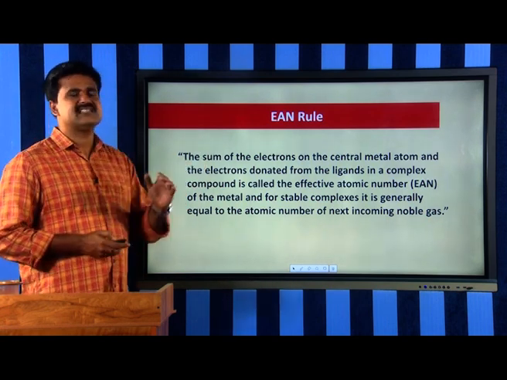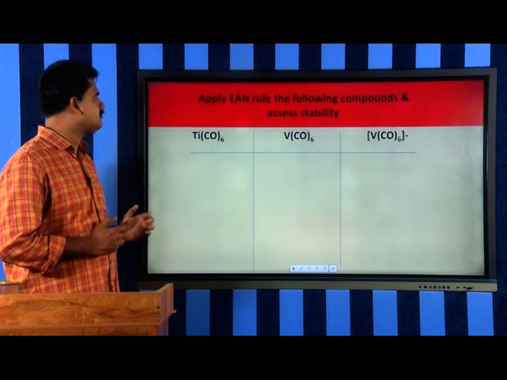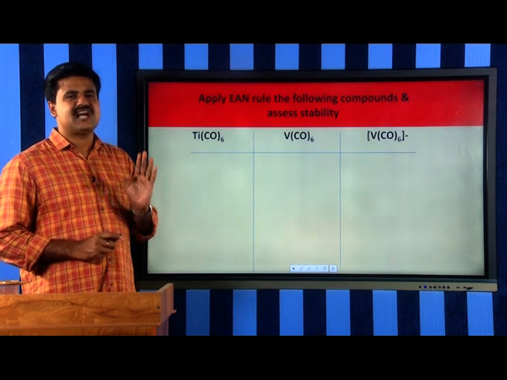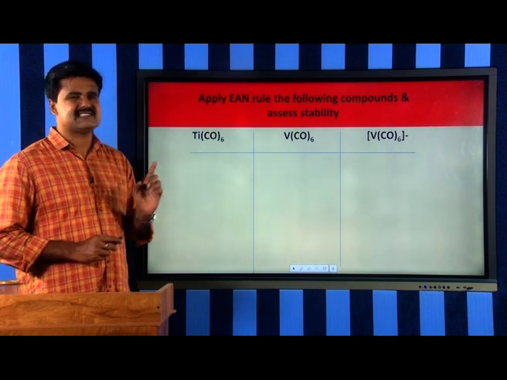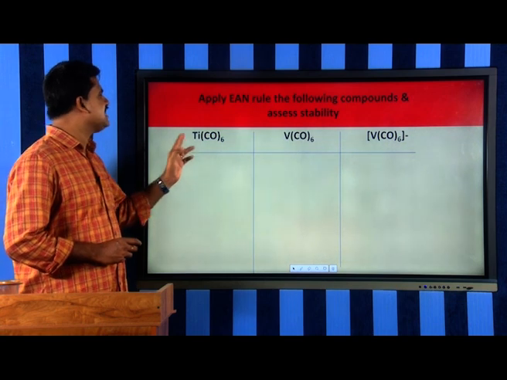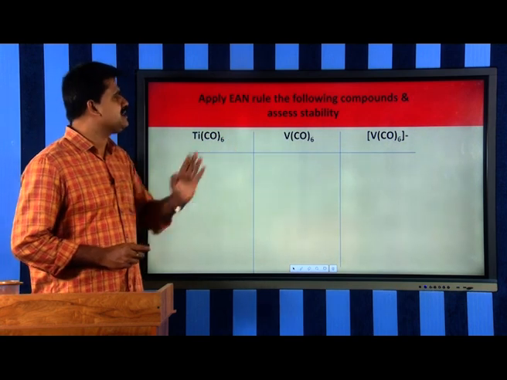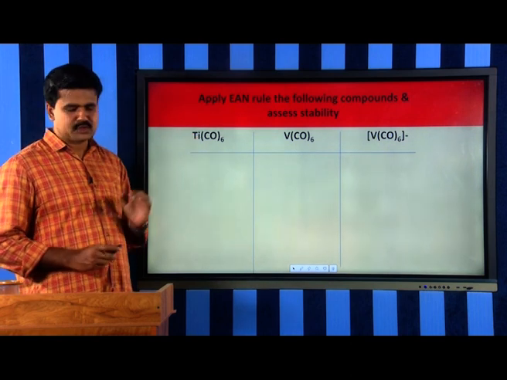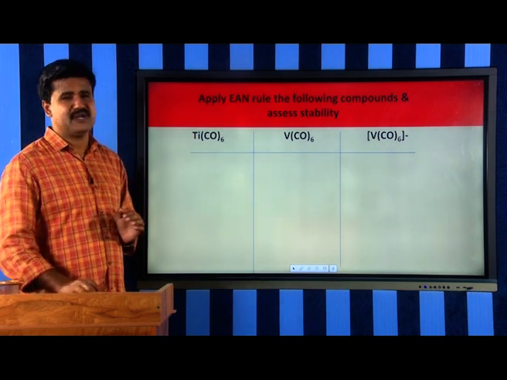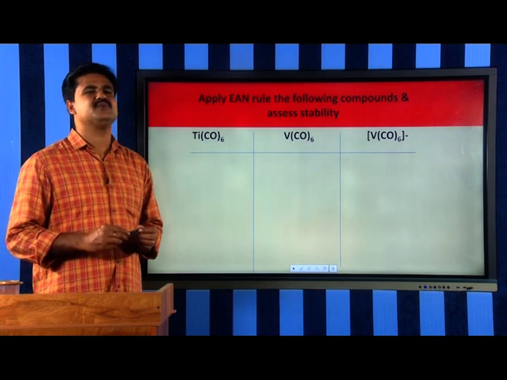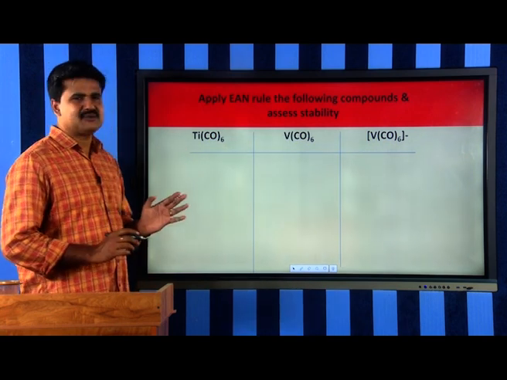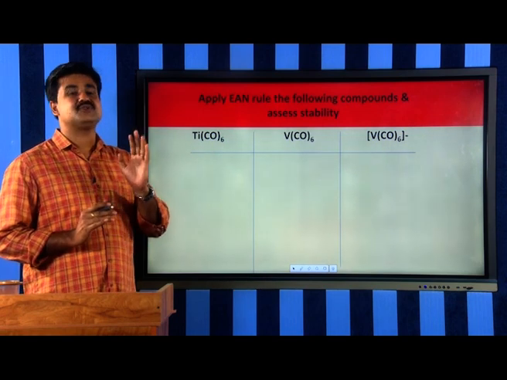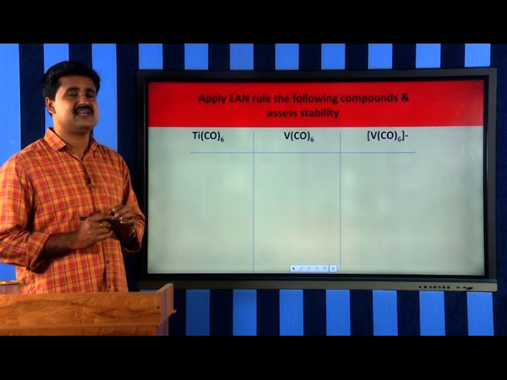We can illustrate this by using several examples. For instance, we can apply the effective atomic number rule to assess stability for titanium hexacarbonyl, vanadium hexacarbonyl, and vanadium hexacarbonyl with a negative charge. The last one is called the carbonylate anion. How is it possible to find the effective atomic number for these molecules and to assess the stability based on the EAN rule?